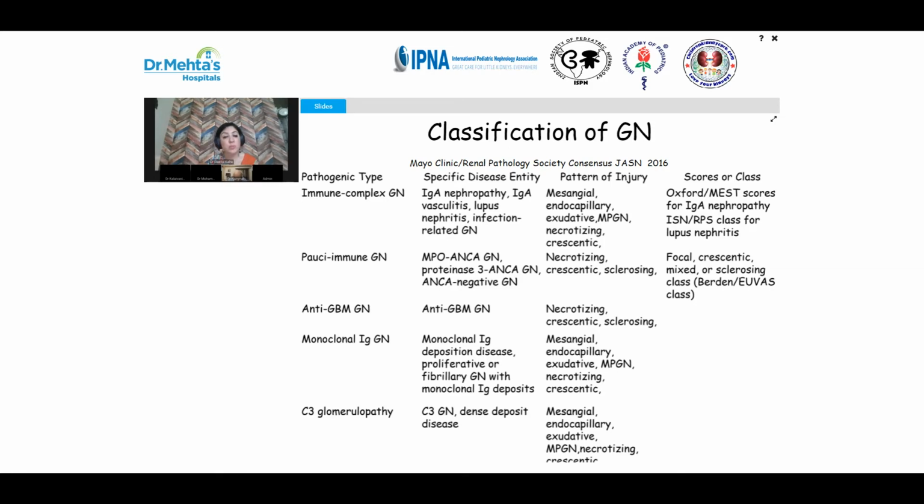They have also described C3GN to be a separate entity, and it is definitely required since it behaves entirely differently from the membranoproliferative GN due to the immune complex type. So they are an entirely different subtype, and dense deposit disease is another entirely different subtype. Monoclonal immunoglobulin glomerulonephritis, far more common in adults, has also been put as a different subtype.